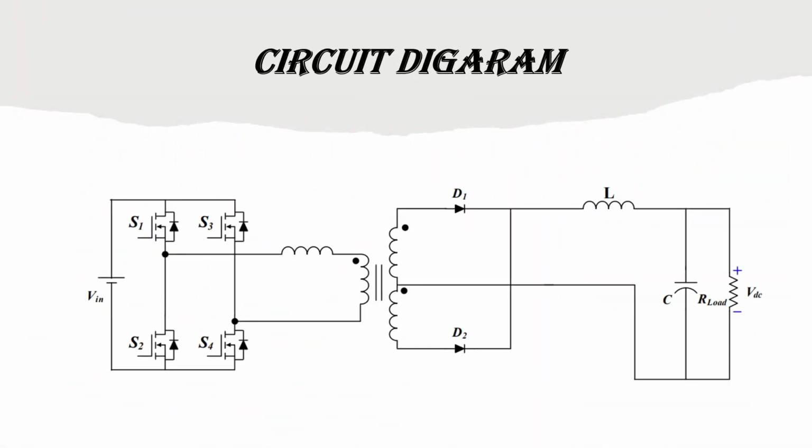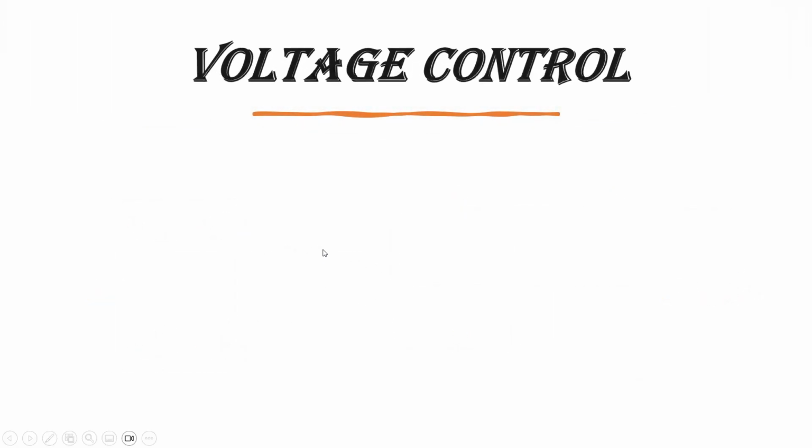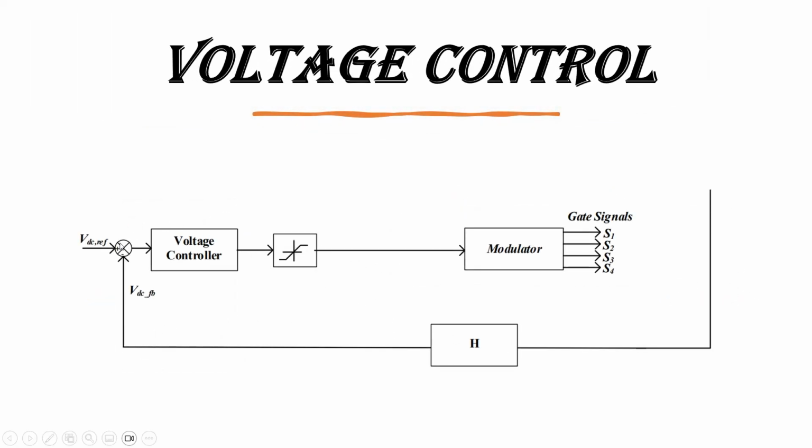The circuit diagram shown here is the full bridge converter, and the leakage inductance and the transformer will be there. After that, the inductance will be the filter, and the capacitor will be there. For the voltage controller, we are going to use the PI controller here, and after that a saturation block, and we are going to generate the gate pulses using it. H is the feedback transfer function, and it will be feedback from the VDC.